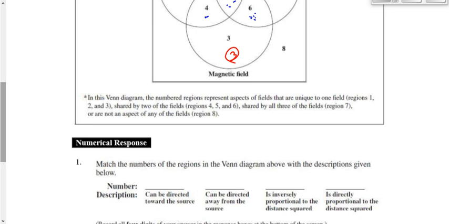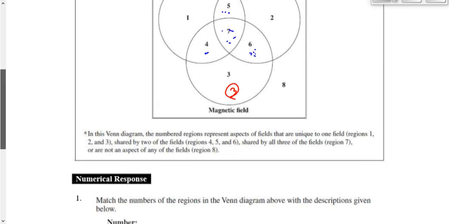Gravitational. Gravitational, yes. Always toward the producer, right? What about electric? Toward a negative producer, away from a positive, but toward a negative. What about a magnetic field? Toward a south pole, right? Away from north, but toward the south. Can be directed toward the source? Absolutely, all three of them can.